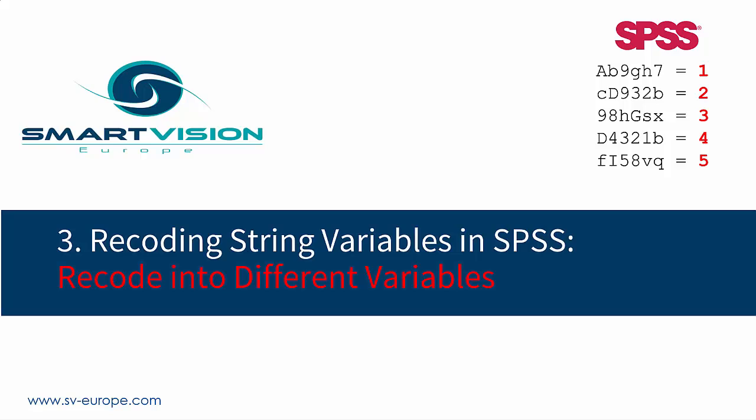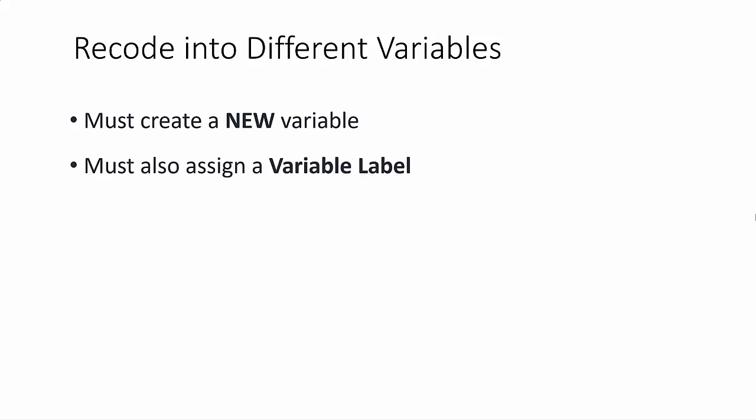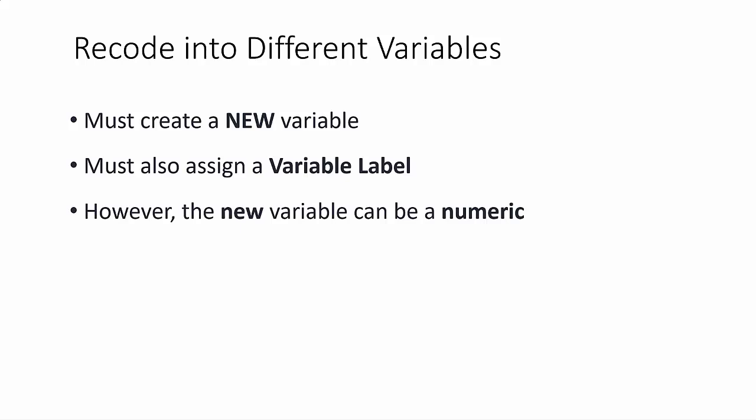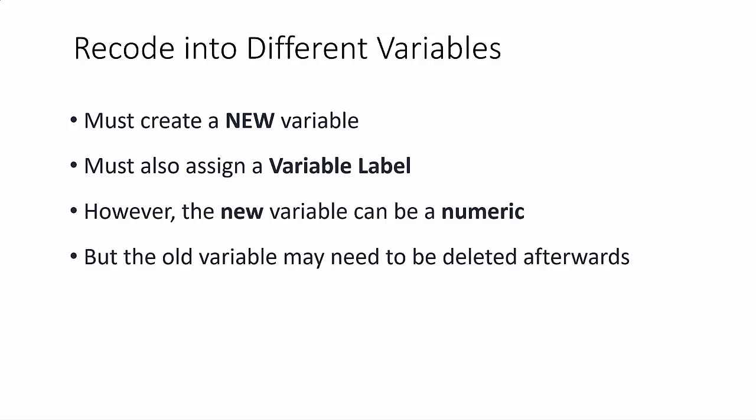Now in the last example, we're going to look at recoding string variables in SPSS using a third method, recode into different variables. With recode into different variables, we must create a new variable. We can't overwrite the original. We must also assign a variable label to the new variable. However, the new variable can be a numeric field, but the old variable, of course, may need to be deleted afterwards.